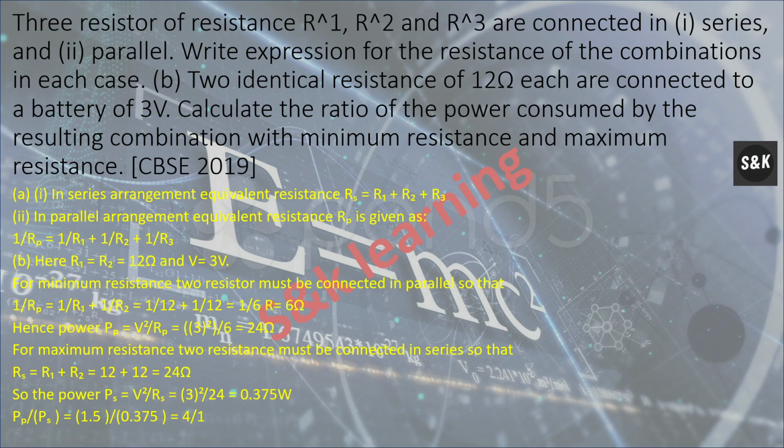B. Here R1 equals R2, that is 12 ohm, and the voltage equals 3 volt. For minimum resistance, the two resistors must be connected in parallel, so that 1 upon R equals 1 upon R1 plus 1 upon R2, which gives 6 ohm by putting the values. For maximum resistance, the two resistors must be connected in series, so that Rs equals R1 plus R2 equals 12 plus 12, which is 24 ohm.